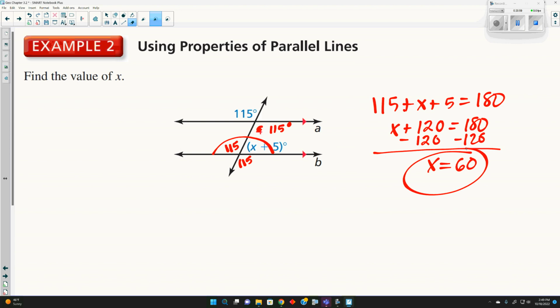Because that angle is 65, but x is 60. No. Any questions on this here?